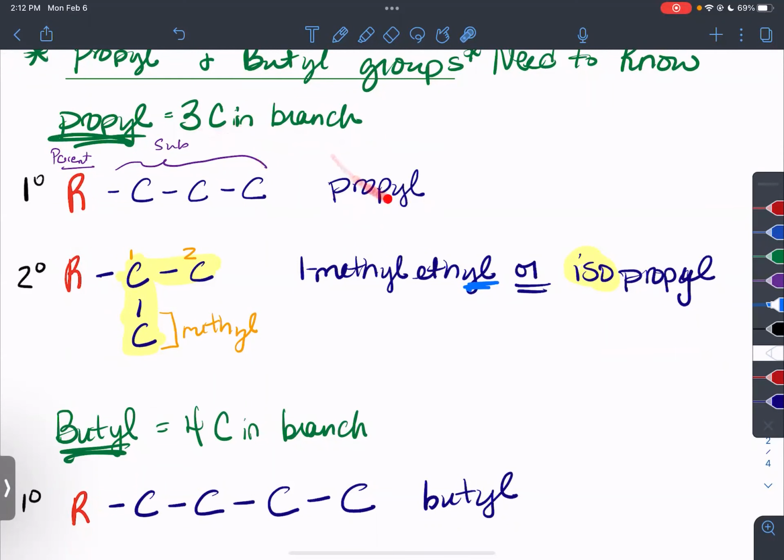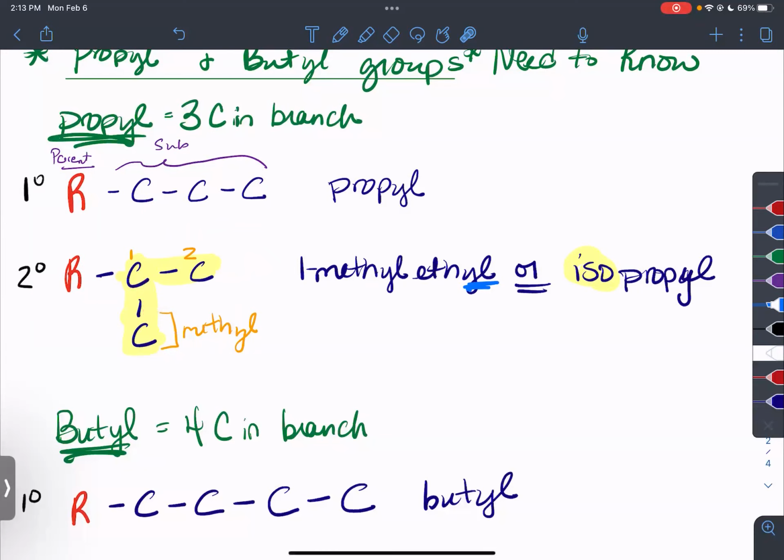There's 3 in a branch, so it's a propyl. Here's another example of 3 in a branch, but I can make the carbon that's attached to the parent a secondary carbon by moving this last carbon and attaching it to the first one. So I no longer have the last carbon here, it's attached to the first one. So I can call it one of 2 things.